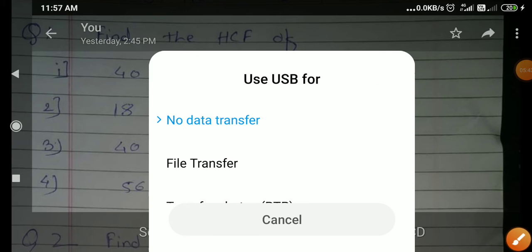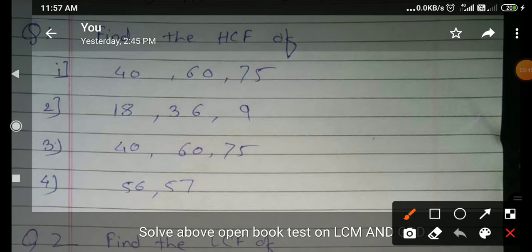60's factors are, hold on, 40 means what? 2 into 2 into 2 into 5. 2 2s are 4, 4 2s are 8, 8 5s are 40. 60 means what? 2 into 3 into 10. So 2 3s are 6, 6 5s are 30, and 2 30s are 60.